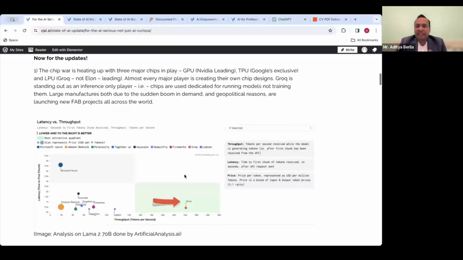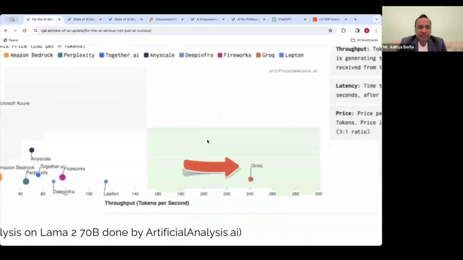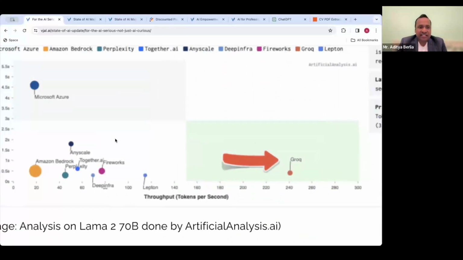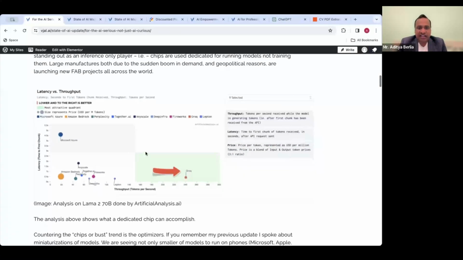They have come out with an inference only chip. And you can see the absolute difference when you have the same throughput and latency and tokens per second as it moves forward. They are claiming in many cases 10x speed for the same cost, same power, same performance. And this is because the entire chip is designed only for inference. Inference essentially means running the AI model.